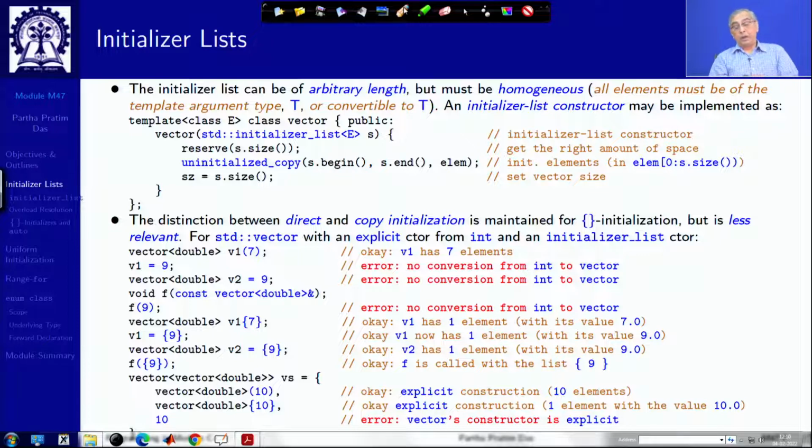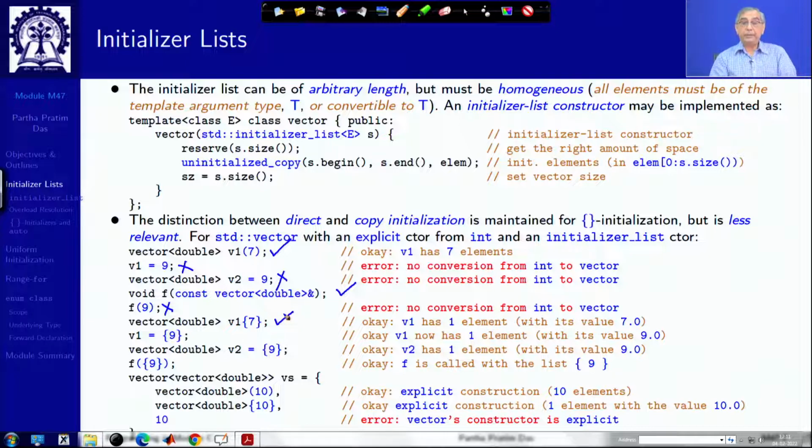Now, the distinction between direct and copy initialization is there for brace initialization, but it is less relevant, I should say. So, if I say V1 within parentheses 7, then V1 has 7 elements. I cannot use this because there is no conversion from int to vector. I cannot use this again for the same reason, there is no conversion. If I have this function, I cannot use this because again there is no conversion from int to vector, but I can use this.